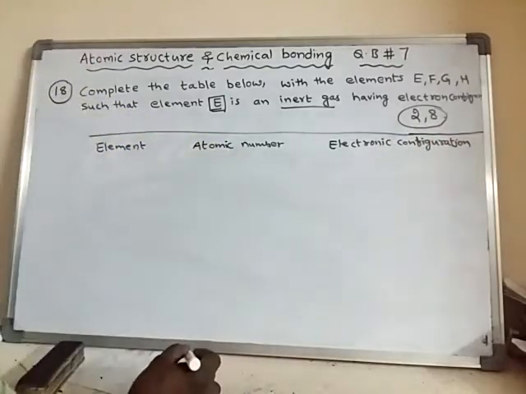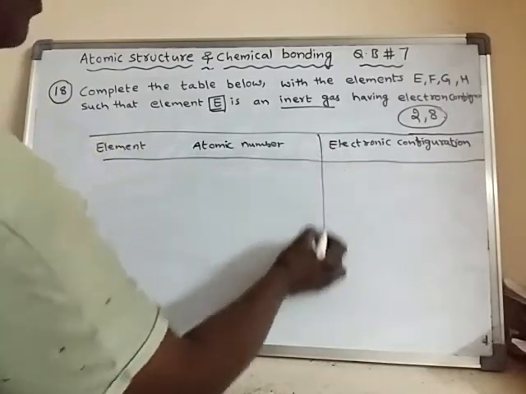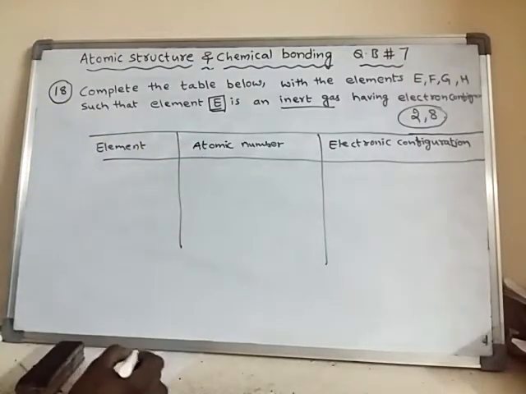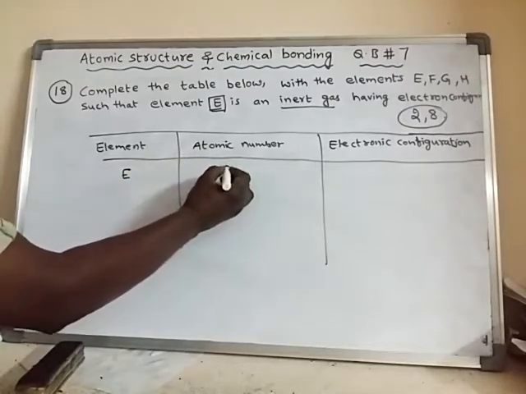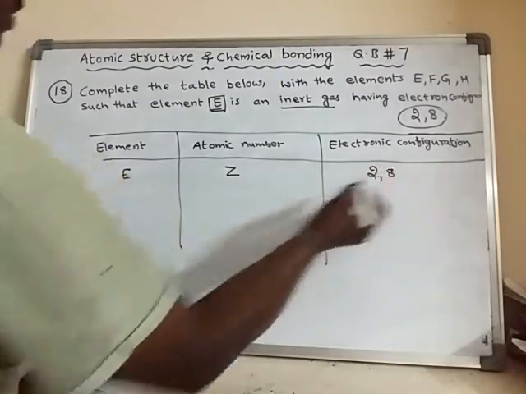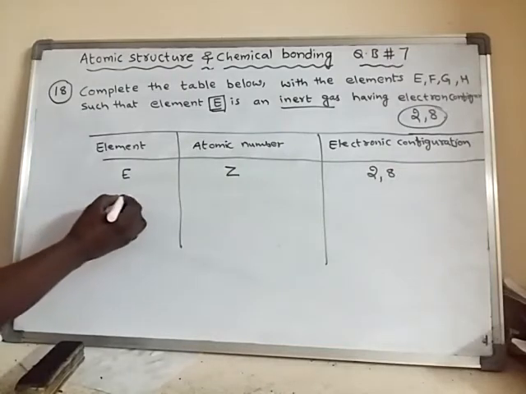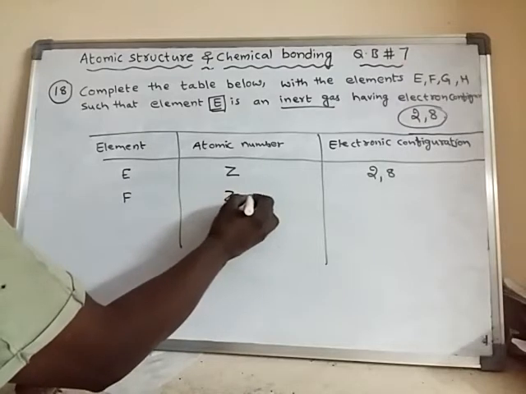What is electronic configuration? Electronic configuration is nothing but the systematic arrangement of the electrons into various orbits. So here element E, its atomic number is given as Z and its electronic configuration is already mentioned as 2,8, and its atomic number is given as Z minus 1.